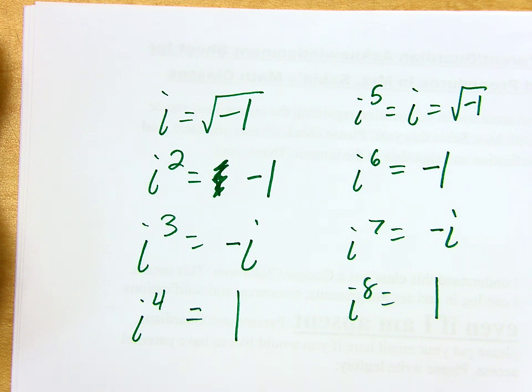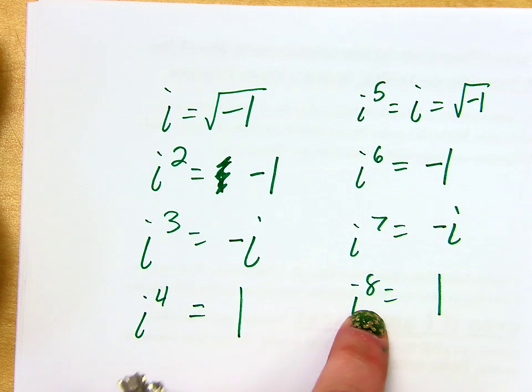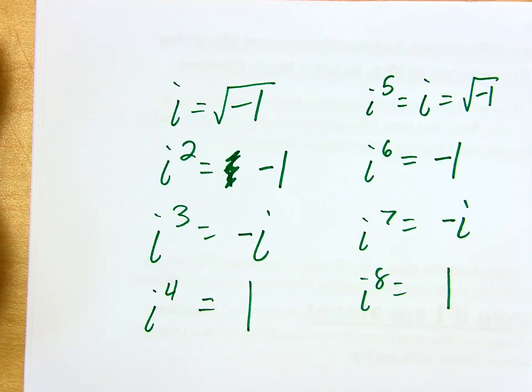So, what would i to the 88th power be? It'd be 1. All multiples of 4 are just going to be 1. So i to the 12th is just 1. i to the 24th is just 1. i to the 444th is 1. All the multiples of 4 are going to get you to 1.